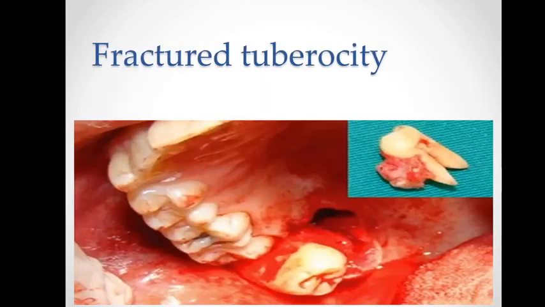Another complication while extracting is of the tuberosity. Can you see here? If we're extracting the upper 8 or 7, what happens here? This is a broken bone, due to excessive force. So we have to take care while extracting the upper molars, because this may lead to breakage of the tuberosity. The bone comes out with the tooth. Normally this is not correct and shouldn't be done. It should be done slowly and with a very good grip of the tooth.